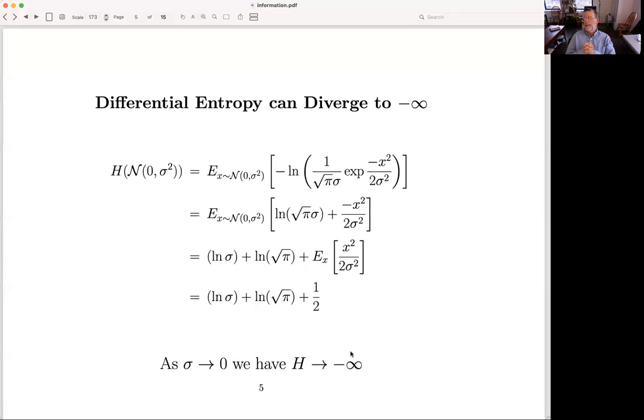The same thing happens with a Gaussian distribution. You can think of it as analogous to a uniform distribution whose width is the standard deviation of the Gaussian. This is just a calculation of the entropy of a Gaussian distribution in one dimension. And there's a log sigma here. And as sigma goes to 0, the entropy goes to negative infinity.